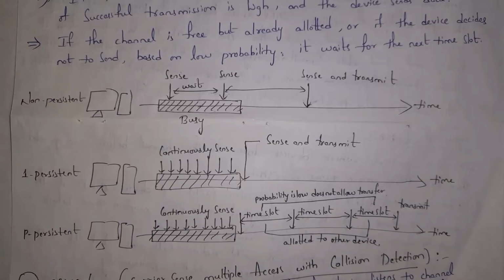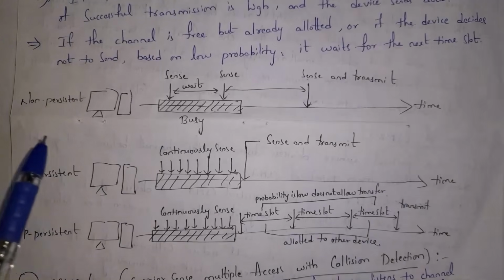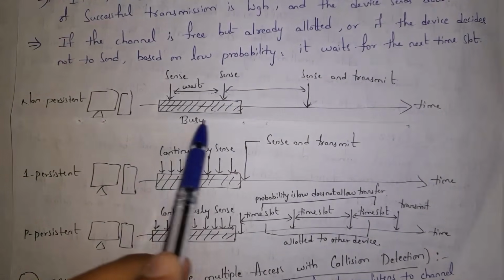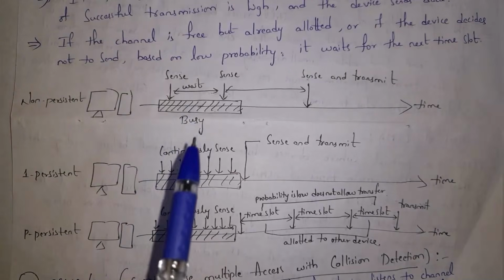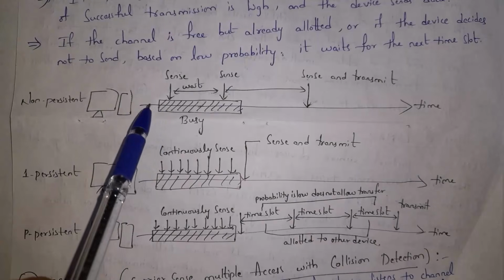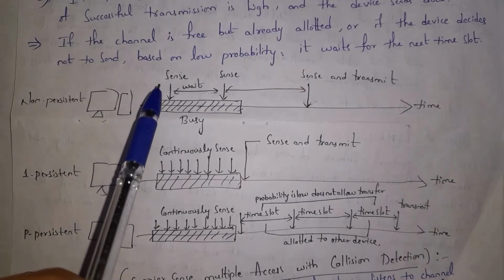Guys, CSMA protocols are classified into three types. They are non-persistent CSMA, one-persistent CSMA, and p-persistent CSMA. In non-persistent CSMA, at first the device will sense the channel and it will identify that at this particular time, some other device is sending data. So the channel is busy.